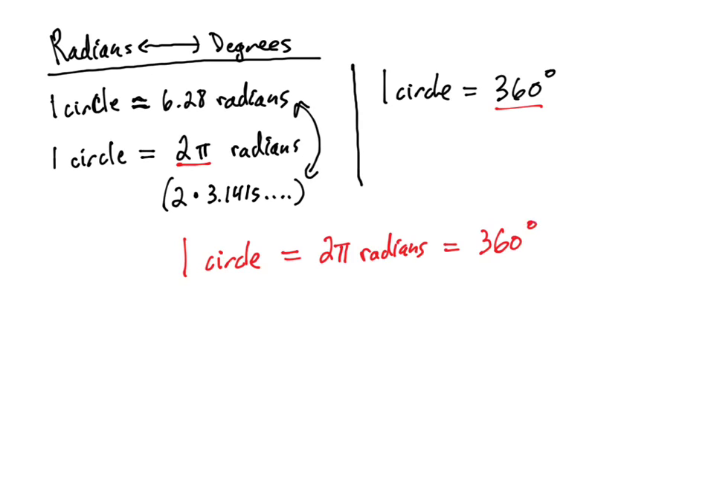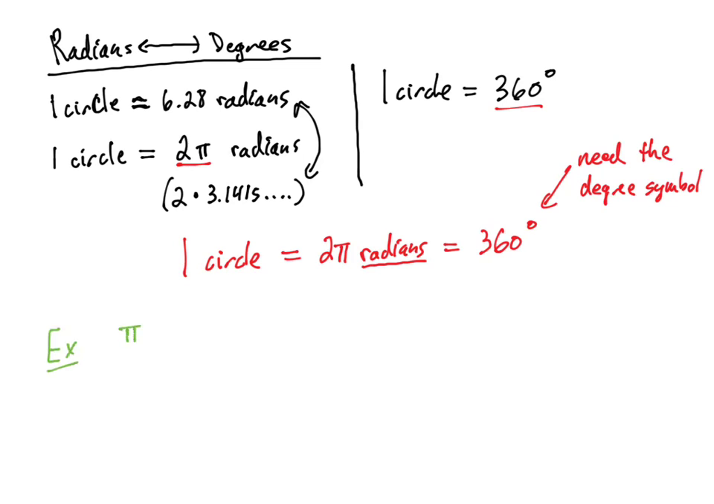So when we're talking about degrees, we need the degree symbol. When we're talking about radians, oftentimes we will write the word radians. But if it has pi in it, that's understood to be a measurement in radians. So what we want to do is convert an angle that is in radians into degrees and vice versa. So let's look at a couple examples here.